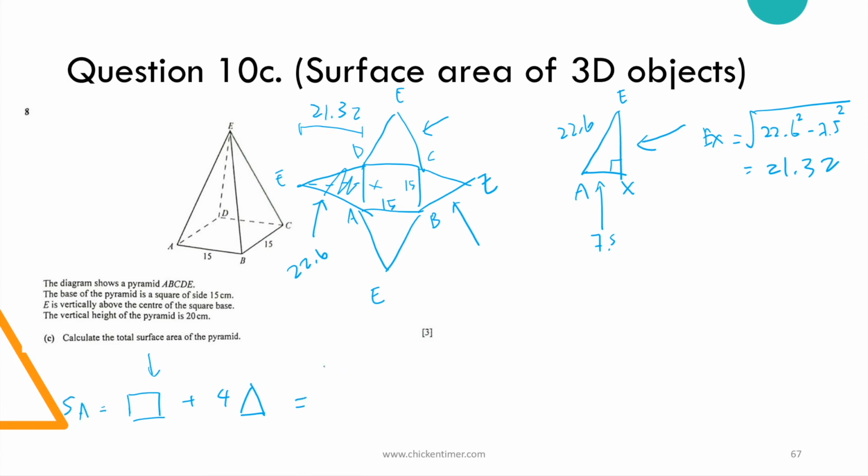So area of the square is 15 times 15, then plus 4 triangles will be half times base 15 times the height 21.32.